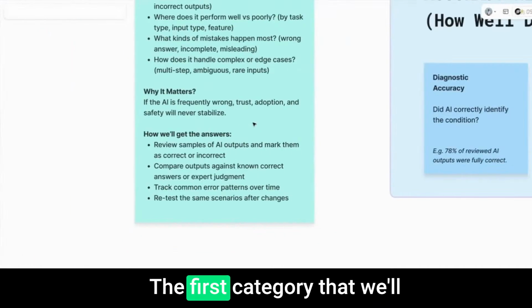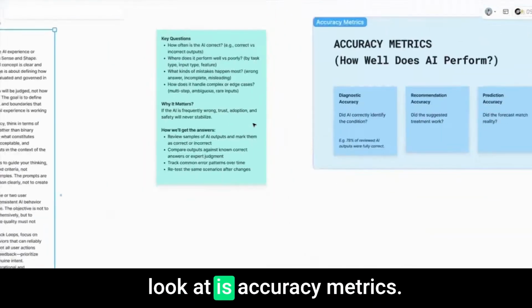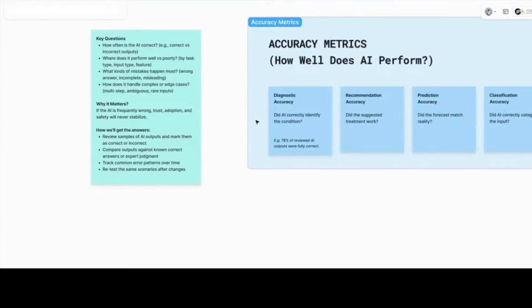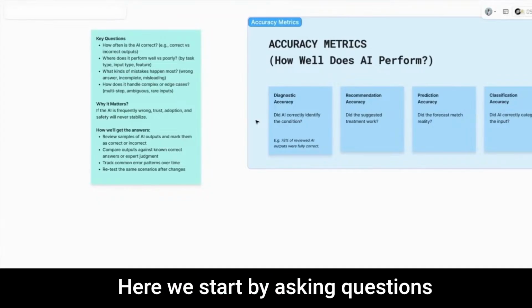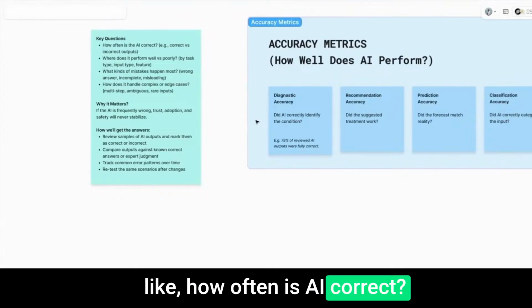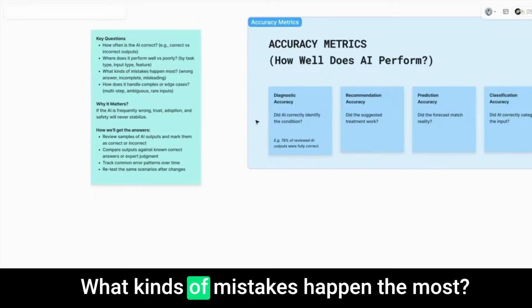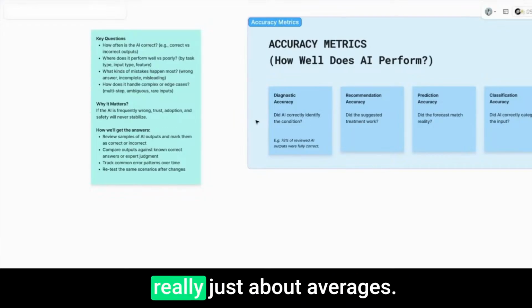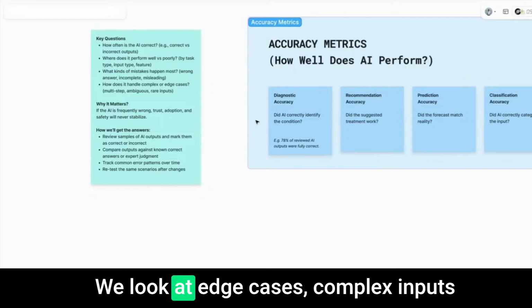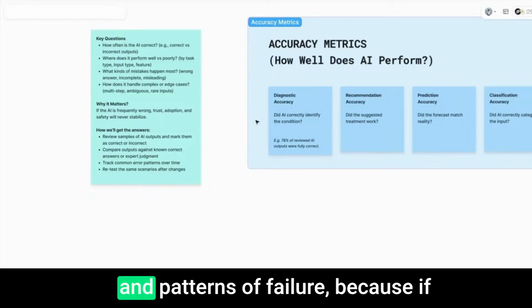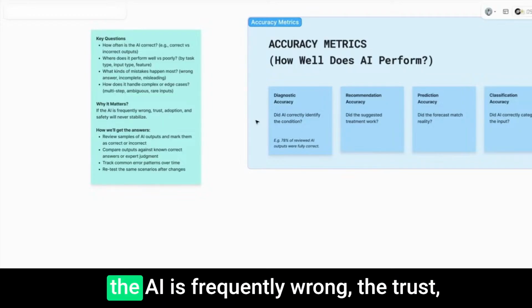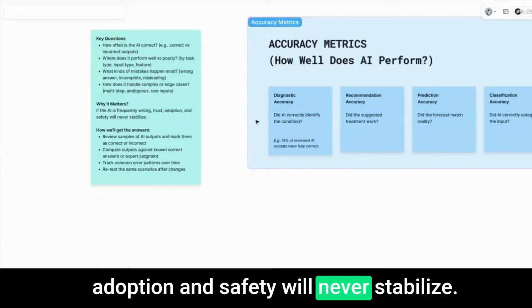The first category that we'll look at is accuracy metrics. Here we start by asking questions like, how often is AI correct? Where does it perform well or poorly? What kinds of mistakes happen the most? Because accuracy is not just about averages. We look at edge cases, complex inputs, and patterns of failure. Because if the AI is frequently wrong, the trust, adoption, and safety will never stabilize.